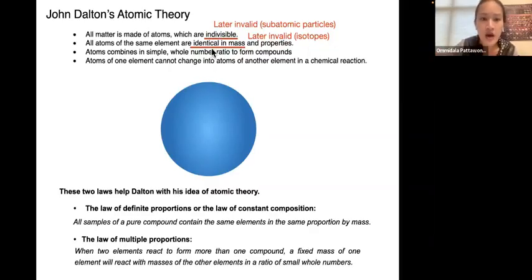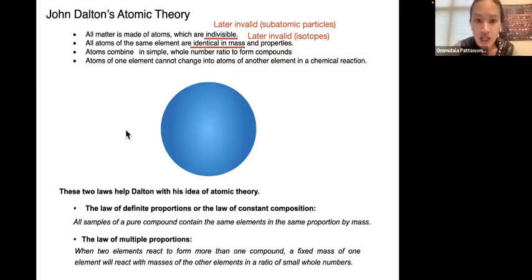Also, atoms of the same element are identical in mass and property, and later this is also invalid because we saw isotopes before. Isotopes of the same element have different mass. Atoms combine in simple whole number ratio to form compounds. That's still valid. For example, if you're looking at water, H2O, it has to be in a whole number ratio between hydrogen and oxygen.